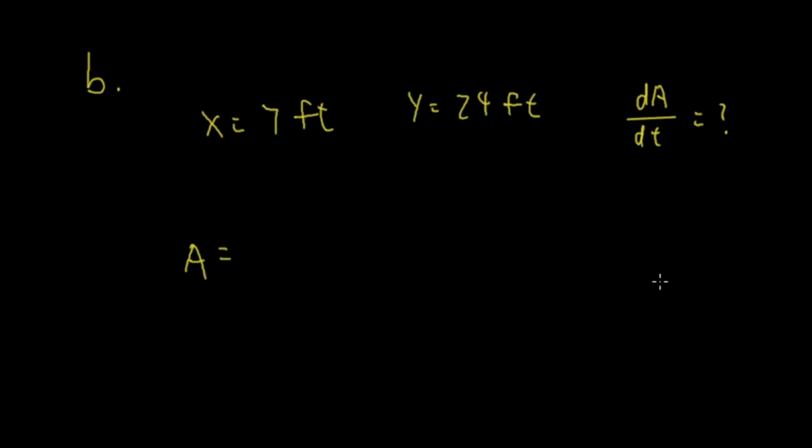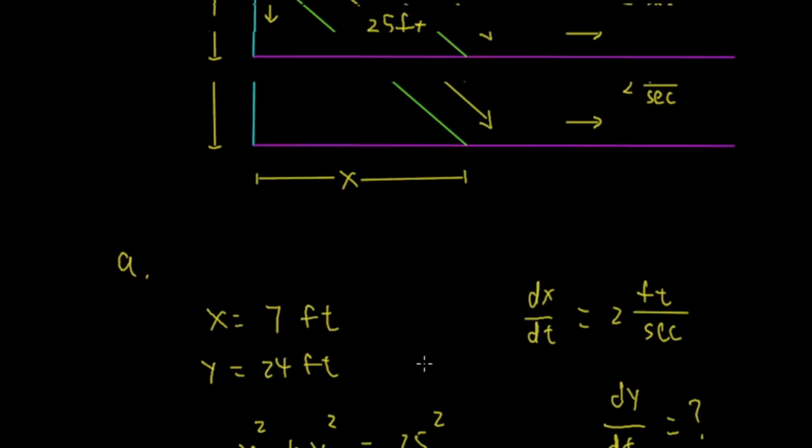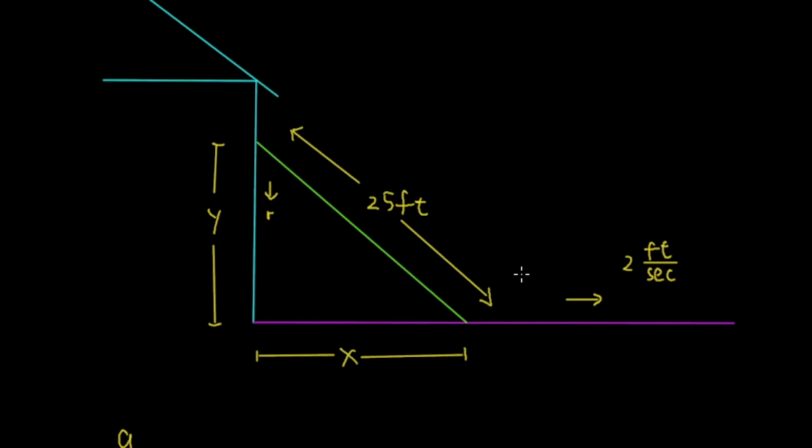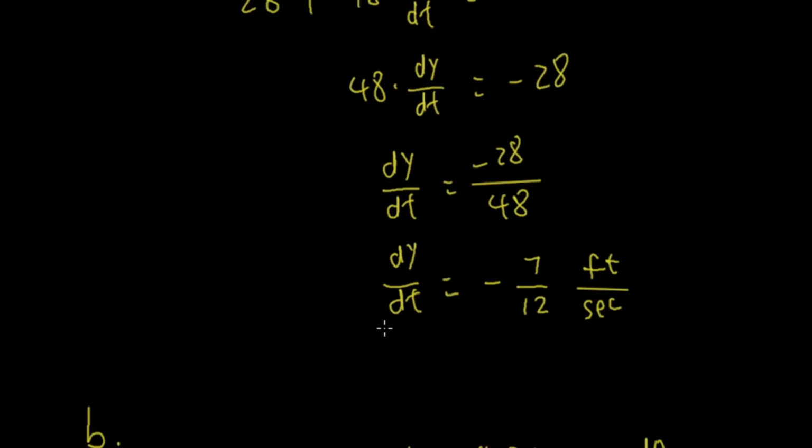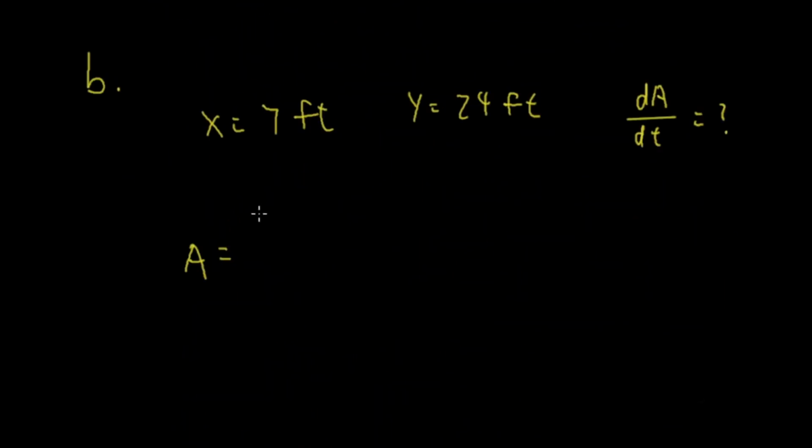Now in this case, what's the area formula of a triangle? It's usually the base times height divided by 2. So the base times height divided by 2. The base is x, the height is y. So we can write that A equals x times y divided by 2.